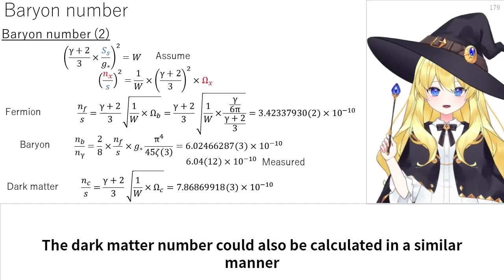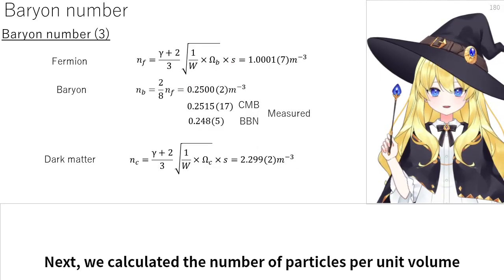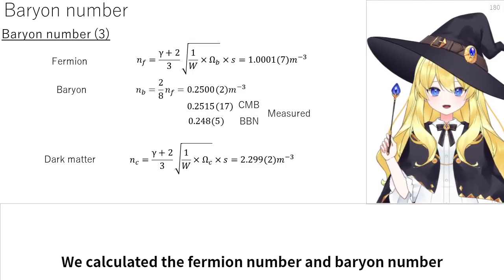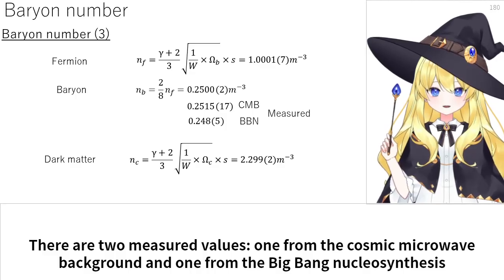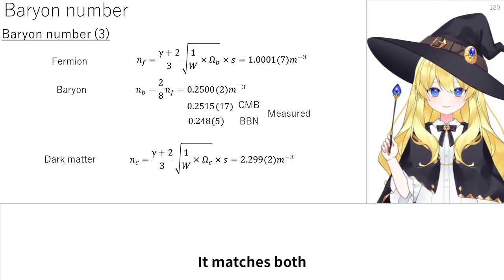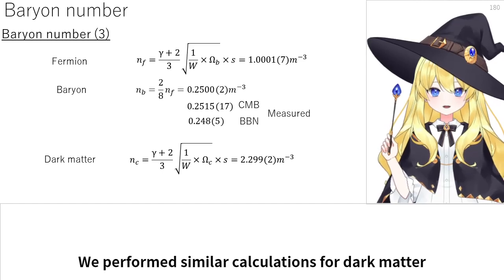The dark matter number could also be calculated in a similar manner. Next, we calculated the number of particles per unit volume. We calculated the fermion number and baryon number. There are 2 measured values, one from the cosmic microwave background and one from the Big Bang nucleosynthesis. It matches both. We performed similar calculations for dark matter.